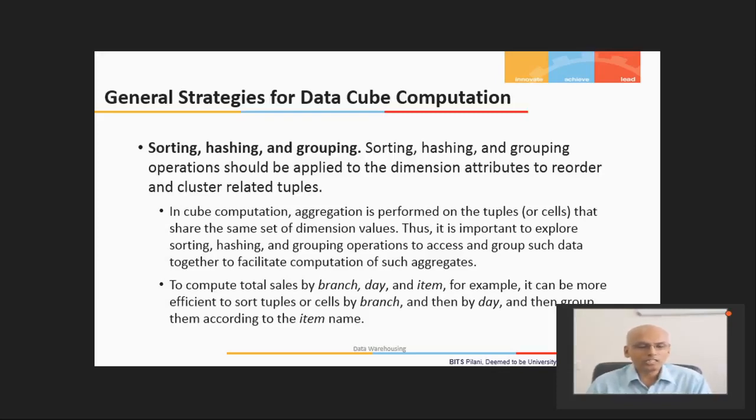Some of the general strategies that apply for data cube computation for the purpose of optimizing the complexity, both with respect to time and space. So the sorting, hashing, and grouping are done first. If you can effectively use the sorting, hashing, and grouping, you're going to get significant performance advantage, for the simple reason that if you can sort them, you're going to get the values of the particular dimension together.